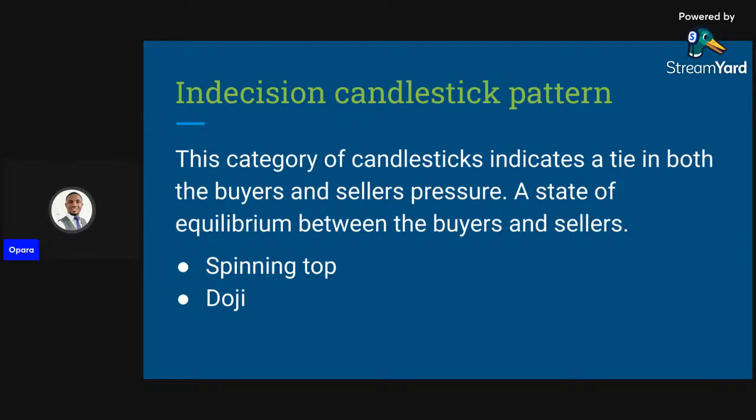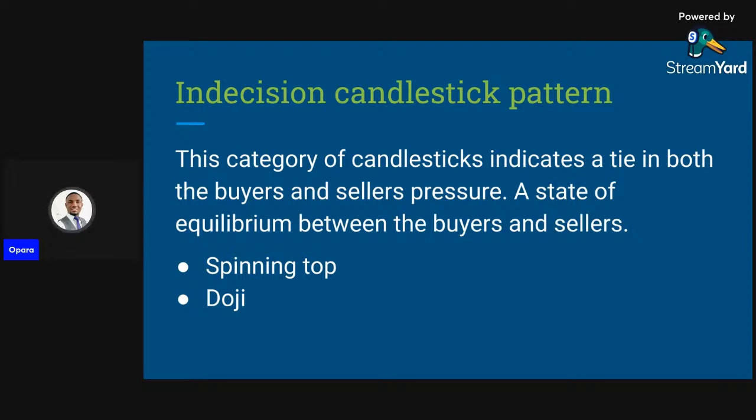So the moment you see an indecision candlestick pattern forming, it should tell you that at this particular point, the buyers are not willing to let go, and the sellers are not willing to let go. When there's a tie in that kind of situation, you're going to see an indecision candle. So what did I write about the indecision candle here? I said that this category of candlestick indicates a tie in both the buyers' and sellers' pressure, a state of equilibrium between the buyers and sellers.